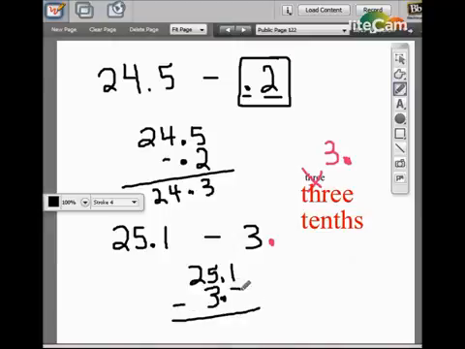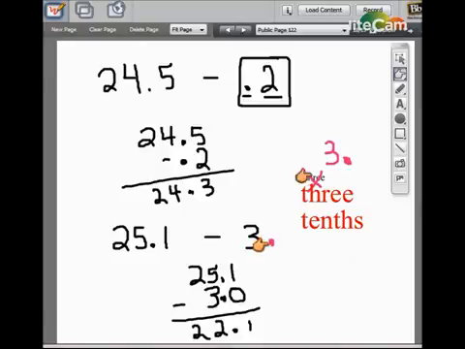Now I can subtract. Fill in a 0 if you feel like you have to. 1 take away 0 is 1. 5 take away 3 is 2. And 2 take away nothing is 2. I have 22.1. Make sure if a number does not have a decimal point in it that you write that decimal point at the end of the number. Do not change it and put it in the front. Don't make it say 3/10.